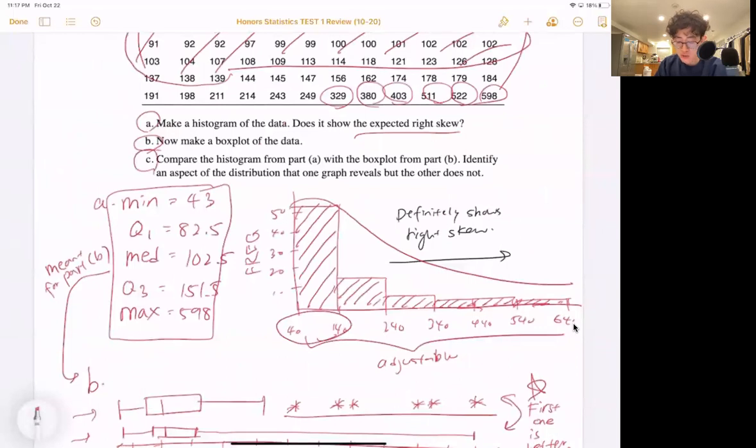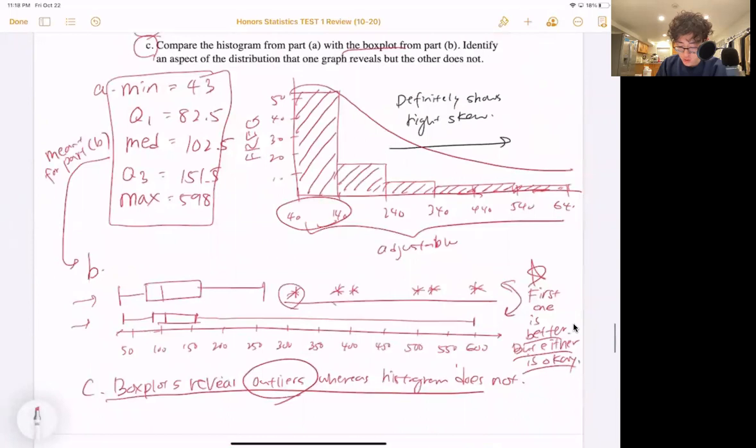Compare the histogram to the box plot. What's the one feature that you can't see? All of these wonderful outliers beyond this right here, which is quarter 3 of 151. The box plot shows you where the outliers are, whereas with a histogram you never know if these are outliers or not. You might have to use your IQR rule, but visually it's much better. With the box plot with outliers, you can tell right away. So that would be the main difference.